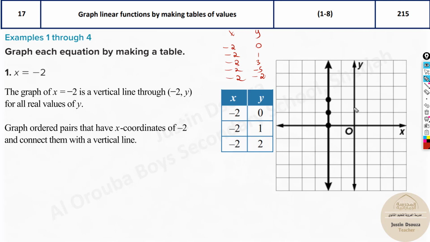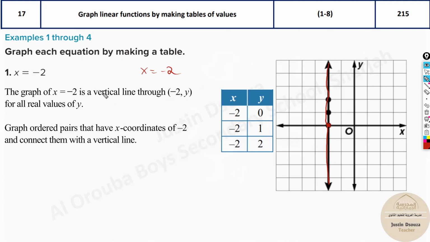If you graph this, what happens? The y value can be anything, but the x value is just at this point. What is the x value? Minus 2. Only points over here. So you will just get a vertical straight line. Anyways, that's understood. So that is the concept. Now, if you understand this equation properly, x equals minus 2, that means you should just draw a straight line at x equals minus 2. That's it. That is the answer.